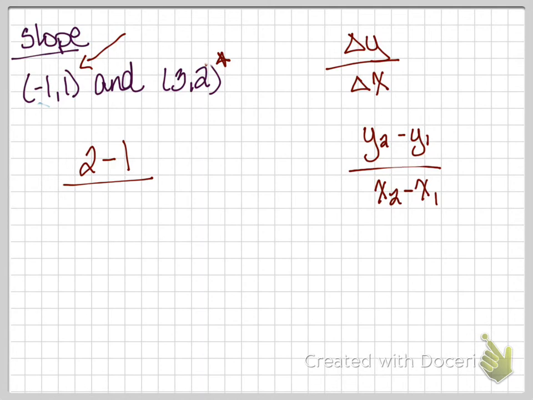Now, because I started with this point with my y value, I've got to start with that same point for my x value. So in (3, 2), what's my x value? Good. And I am subtracting -1. So 2 minus 1 is 1. 3 minus -1 is what? Good. Is this positive slope or negative slope? It's positive. So my slope would look like this.